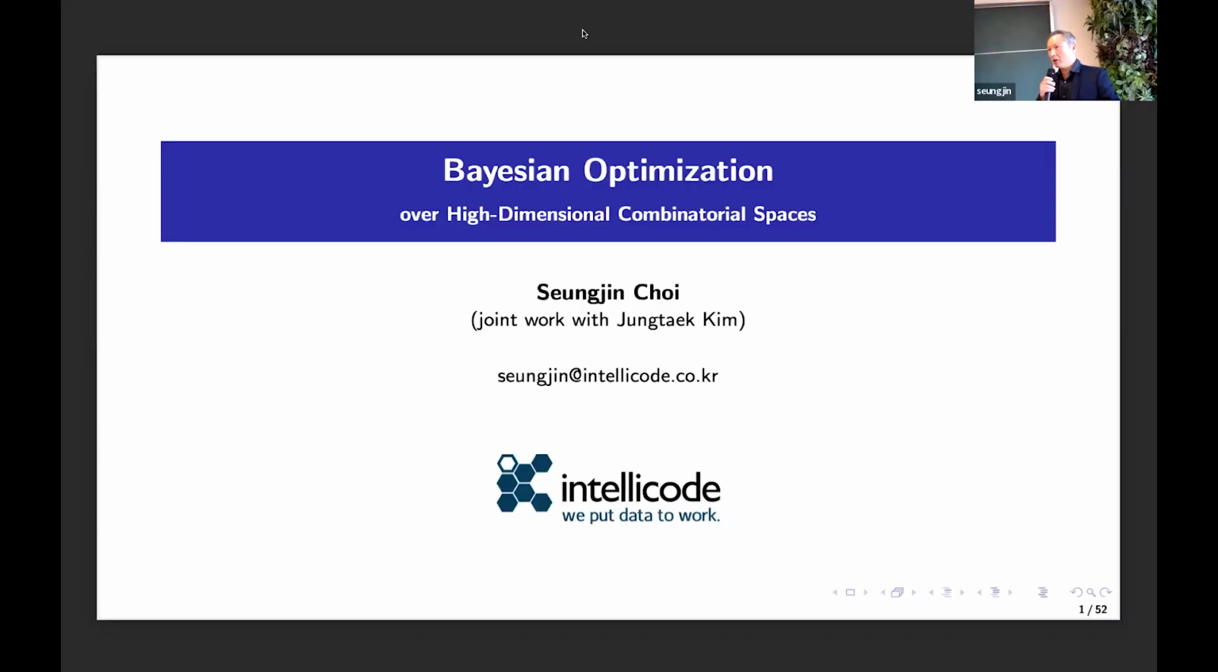And then today, I'll be talking about Bayesian optimization, and I will emphasize two critical issues. One is high-dimensional space, and the other is combinatorial space, from the perspective of Bayesian optimization. This is joint work with my previous PhD student and the joint tech teams, who is currently at the University of Pittsburgh as a postdoc.